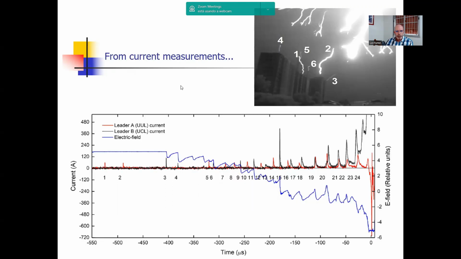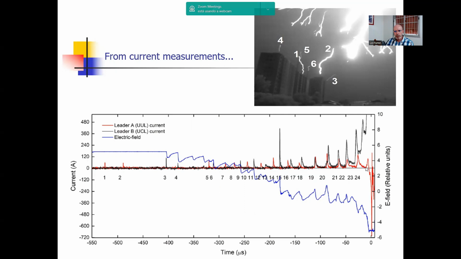From current measurements, we can tell you something about the current involved in these upward leaders. We see leader A and B here. Leader A is the red one. It doesn't connect, so it's number 5 in this image. Leader B, the black curve here, is number 2 here, which does connect to the downward leader. See this, this is current in hundreds of amperes, positive and negative.